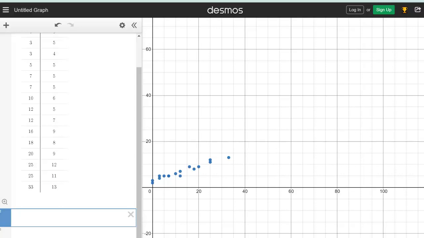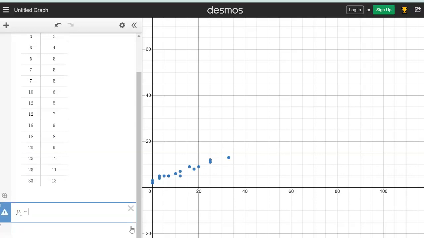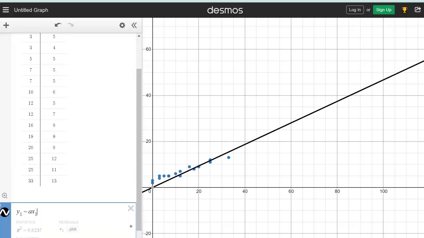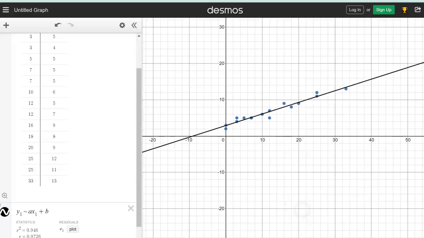Okay. So Juliana, can you tell me what to enter again? Just read exactly what the note said. Y1, the squiggly sign, shift. Left side is number 1. Then AX1 plus B. Do we all have something that looks like this? Guys, also zoom in and out to see a better graph if you need to, okay?